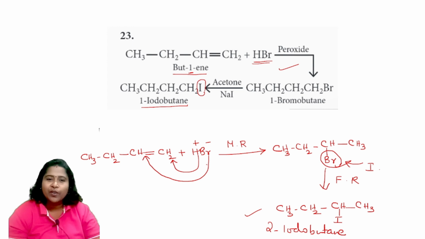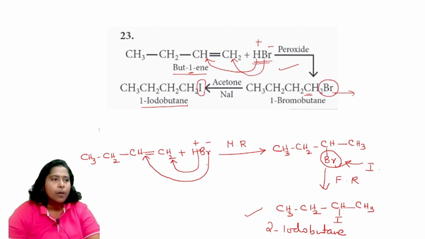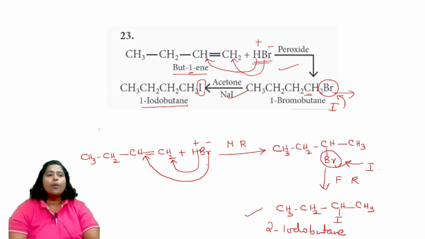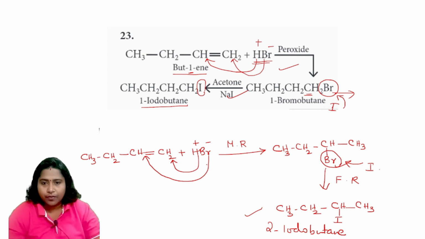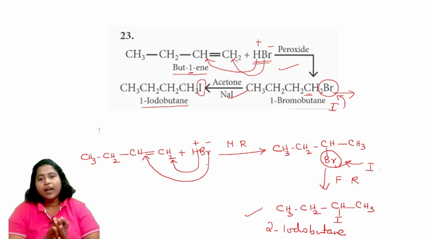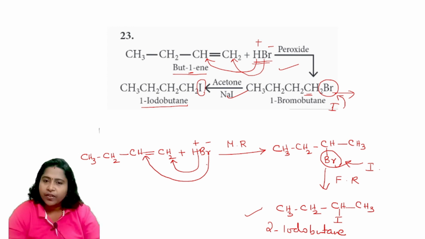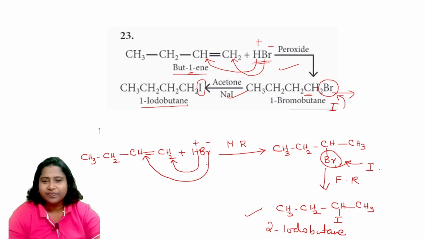But if I use the anti-Markovnikov rule, what will happen? The positive part will attach here, but the negative part will attach here. So we get bromine attached at the first carbon. Immediately I can replace the bromine with iodine using the Finkelstein reaction method, giving 1-iodobutane. So this is how we can convert an alkene into an alkyl iodide. Is that clear? If they directly give the haloalkane, we can directly use the Finkelstein method and convert it into an iodo product. Hope that's clear.